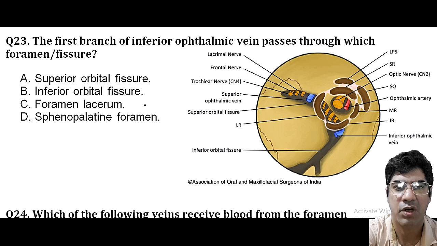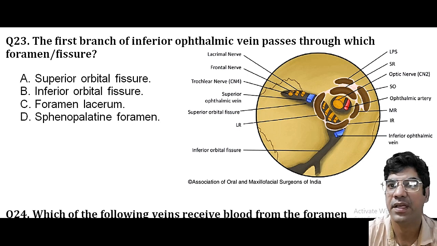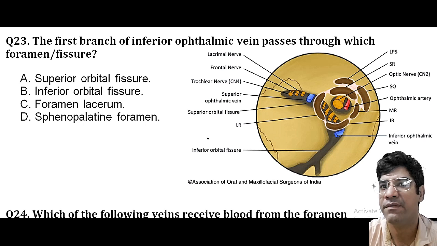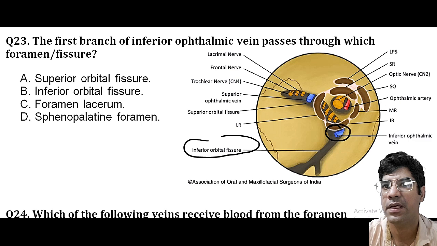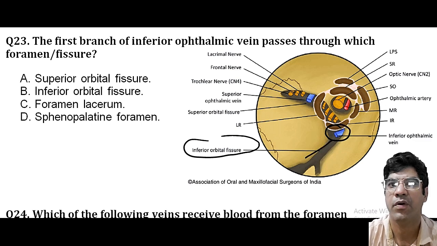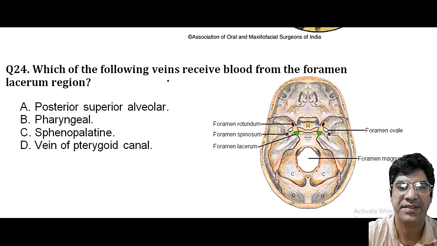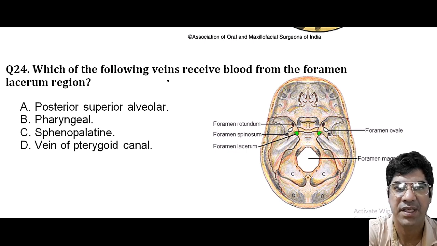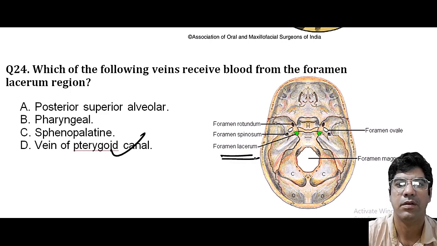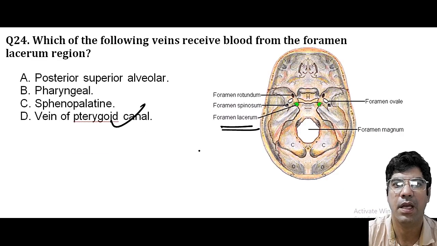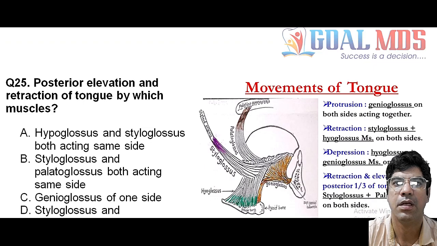The first branch of the inferior ophthalmic vein passes through which foramen? The answer is the inferior orbital fissure. So the inferior ophthalmic vein passes through this foramen. Which of the following receives blood supply from the foramen lacerum? The answer is the vein of the pterygoid canal. So remember the foramen and the structures passing through.